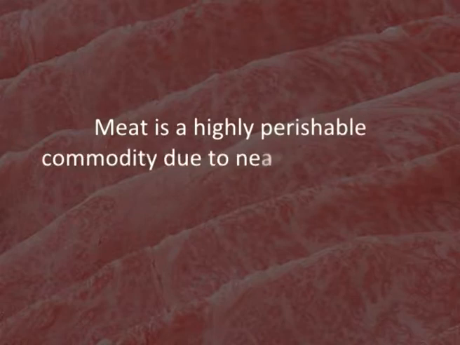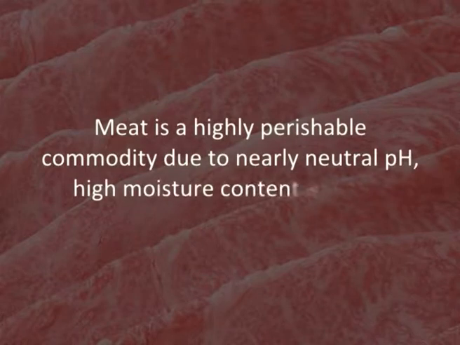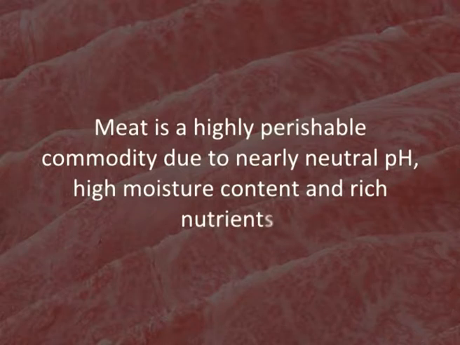Today I am going to discuss with you preservation techniques of meat. Meat is a highly perishable commodity due to nearly neutral pH, that is, low acid food, high moisture content and rich nutrients. The diverse nutrient composition of meat makes it an ideal environment for the growth and propagation of meat spoilage microorganisms and common foodborne pathogens. It is therefore essential that adequate preservation technologies are applied to maintain its safety and quality.